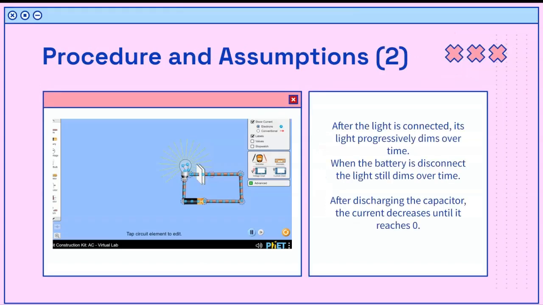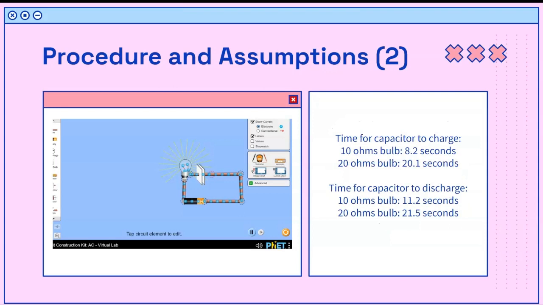So we also have another circuit where we connected instead a light bulb, a capacitor, and a battery. After the light connected, it progressively dims over time. This is when you charge the capacitor and then disconnect the battery. And then when the battery is disconnected, the light dims over time. It doesn't dim automatically. So the current in the capacitor decreases until it reaches 0.